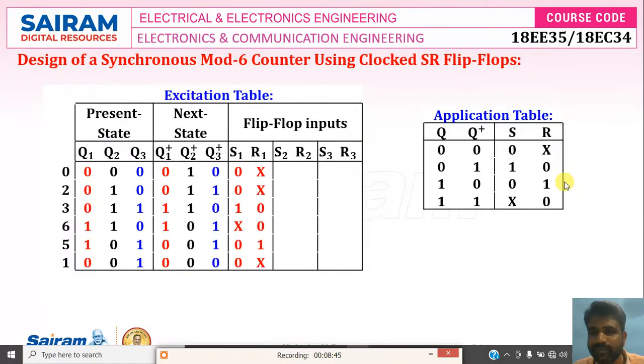So from the application table we complete third section of excitation flip-flops. So to complete S1 R1, observe transition from Q1 to Q1 plus. See, 0 to 0, 0 don't care. Again 0 to 0, 0 don't care. 0 to 1, 1 0. 1 to 1, don't care 0. 1 to 0, 0 1. 0 to 0, 0 don't care.